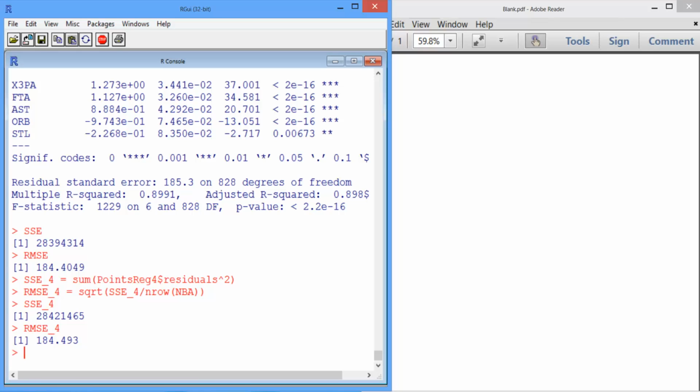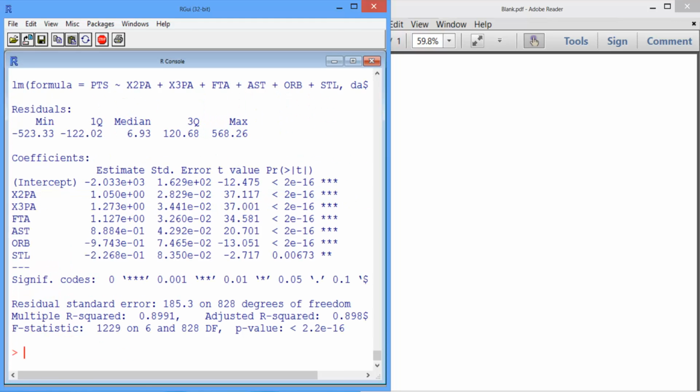So now let's see if we can interpret the coefficients of our model. Let's look at the summary again. Okay, so let's try to interpret these coefficients a little bit. So for example, the coefficient of x2pa. x2pa is the number of two-point shot attempts. So for every two-pointer attempted, we gain about 1.05 points. That seems reasonable if we make a little more than half of our two-point attempts. What about three-point attempts? For every three-point attempted shot, we gain about 1.27 points.